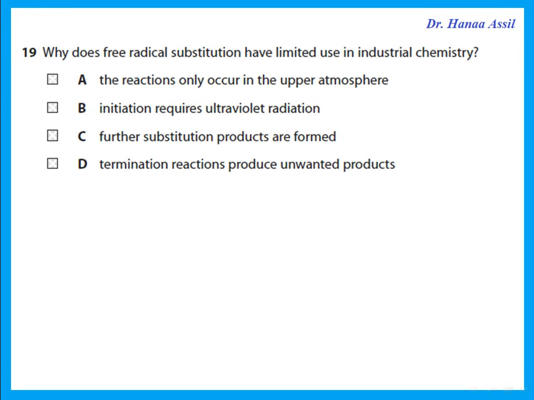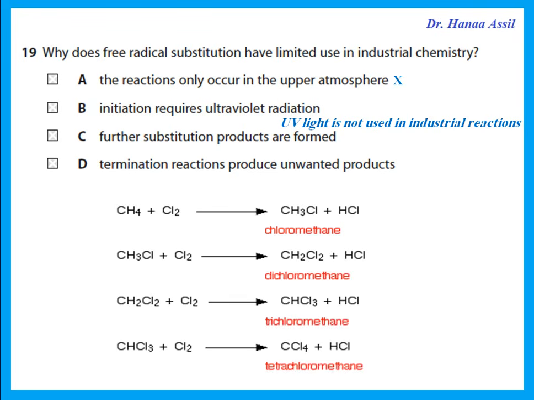Why does free radical substitution have limited use in industrial chemistry? We don't really use a lot of free radical substitution in industry. So which of these could be the answer? He says the reactions only occur in the upper atmosphere. That's not right, because we said it can occur anywhere. Initiation requires UV radiation. Well, that's not the actual reason, because UV light is not used in industrial reactions.